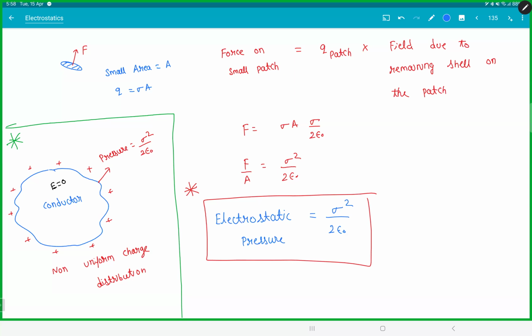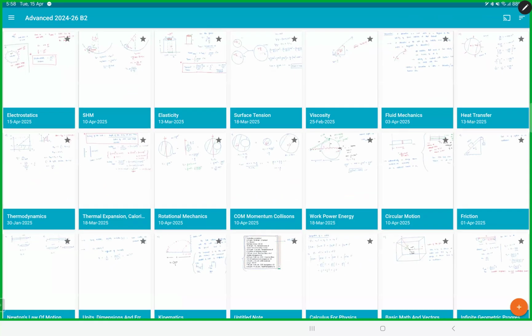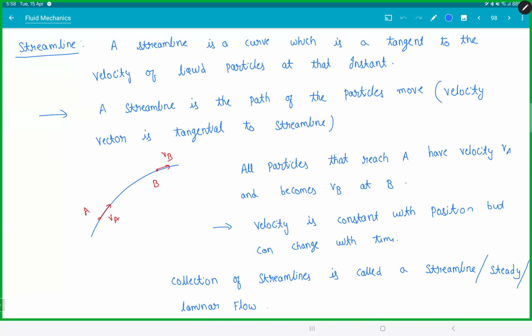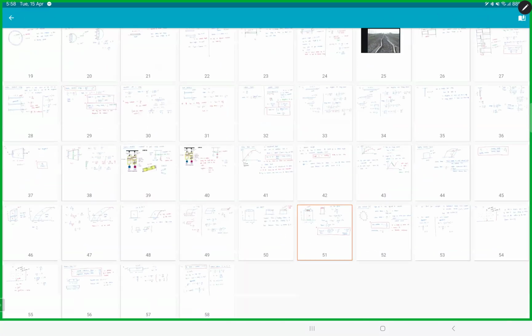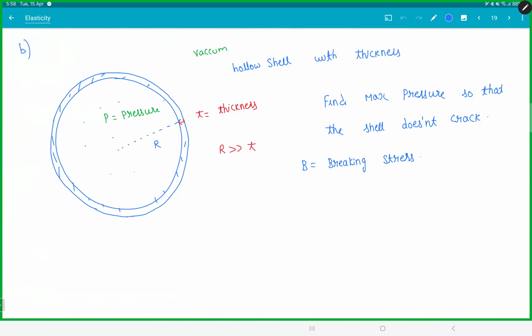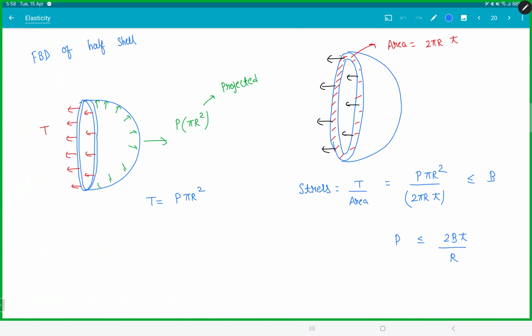How do we do this? Second part of the question. And in case you forgot, let me show you where we did this. We did this in elasticity. Anyone remember this question? Exact same question. Inside it is filled with a gas. There is a hollow shell with thickness t, radius R, and breaking stress. Then they ask you to find the maximum pressure of the gas so that the shell will not break. And this is what we did there, in elasticity. Now instead of the gas pressure, we will use electrostatic pressure.